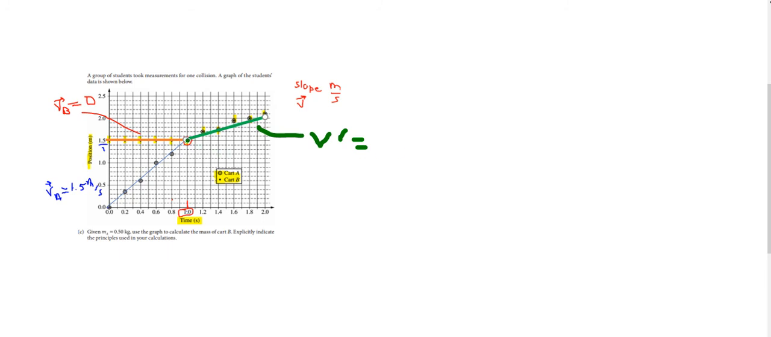Okay, and we said your rise was from 0.5 to 2, so that is 1.5 meters, and then your run is 1 second to 2 seconds. They only did this for a second, but I said to record it for 2 seconds in my setup, that's fine. So that's over 1 second, which means V prime is 0.5 meters per second. Okay.